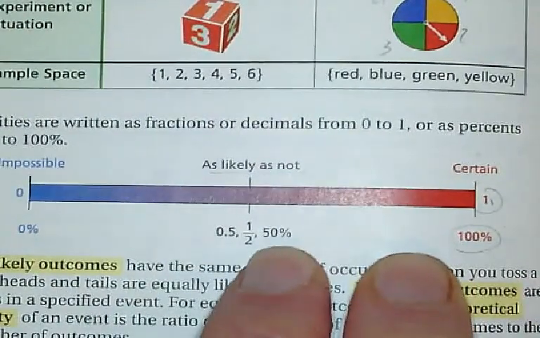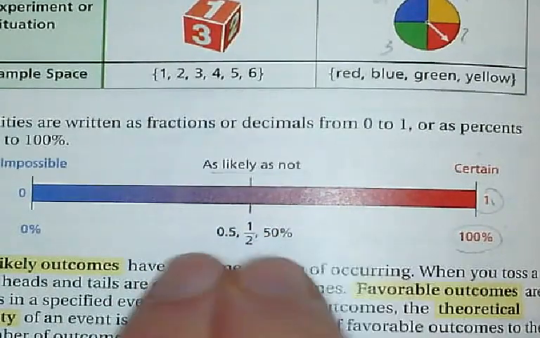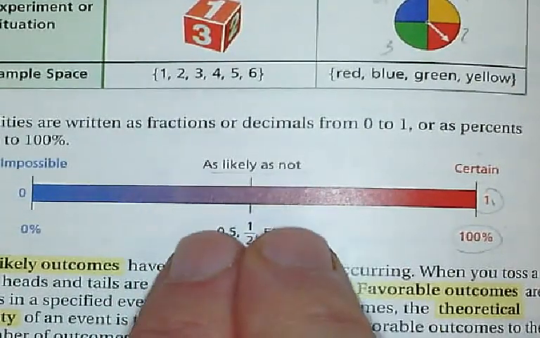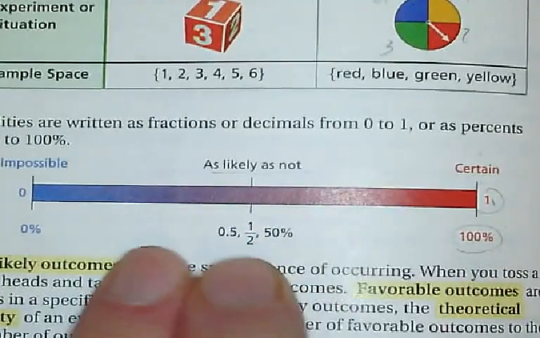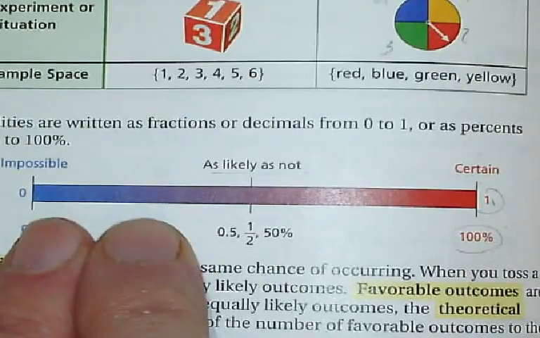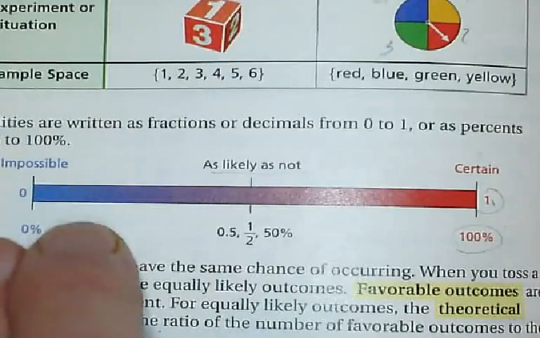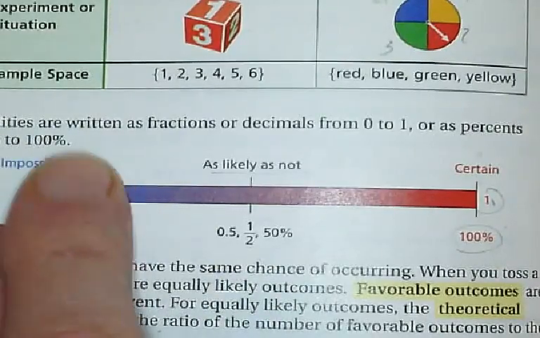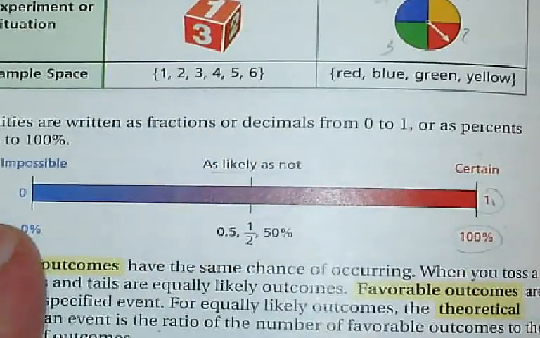So whenever the percent is bigger than 50, then it's more likely to happen. This is likely to happen. And then if it's smaller than 50, like 25% of the time or 8.3% of the time, that's not very likely to happen, right? The smaller the percent, the less likely it is to happen.